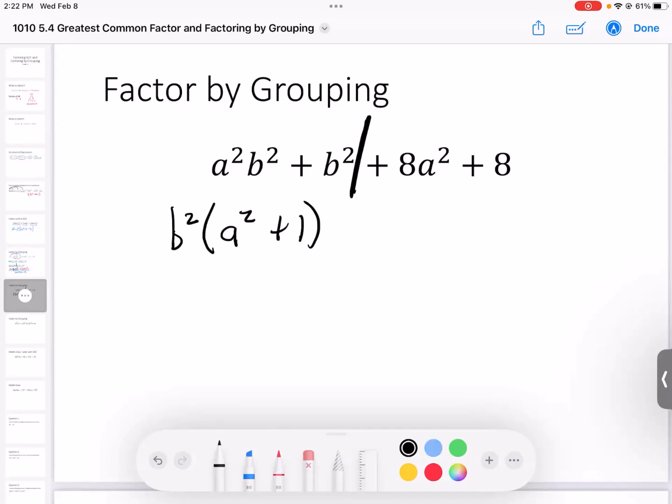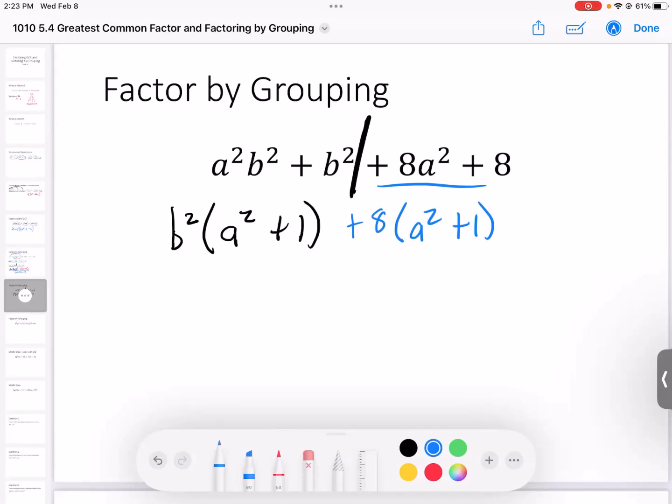Okay, now in the second group, what does the second group have in common? Yep, it has a plus 8. And when I factor that out, I also get a squared plus 1, because a squared divided by 8 is a squared, and 8 divided by 8 is 1.